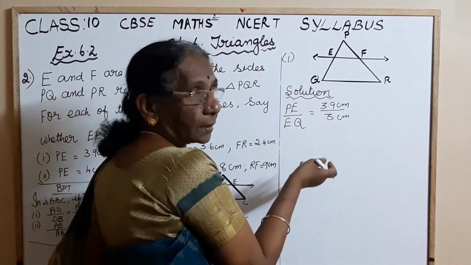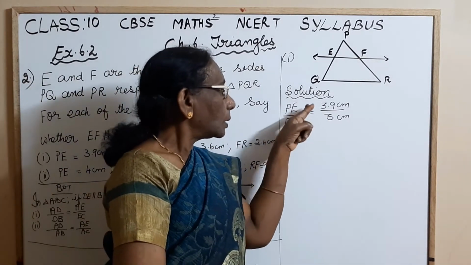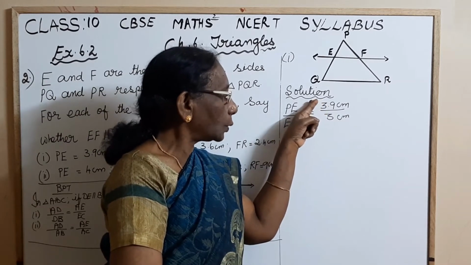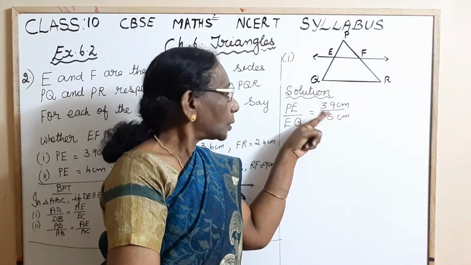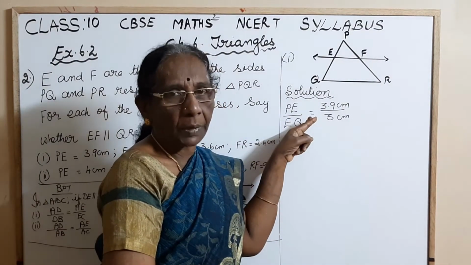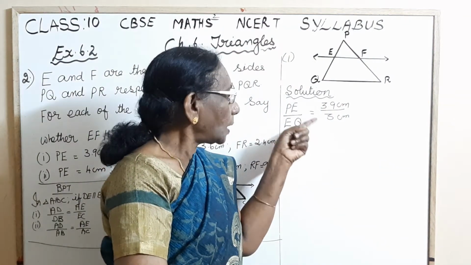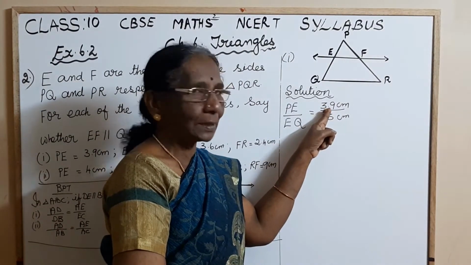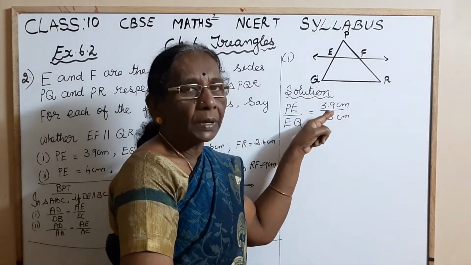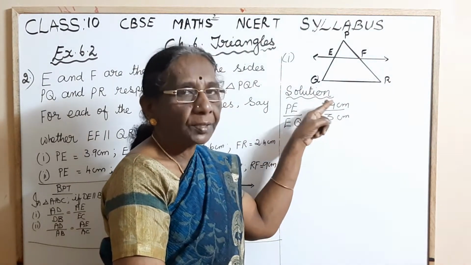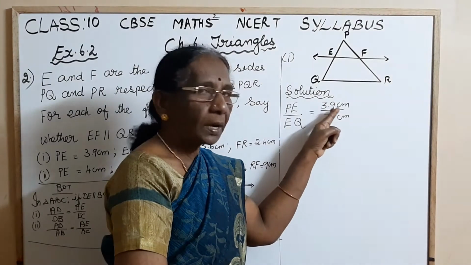Now to simplify the ratio, what should we do? Here we have one decimal in the numerator and no decimal in the denominator. So both should be whole numbers. Then only it will be easy for us to simplify. So what should we do? We have to eliminate this decimal. So to eliminate this decimal, what should we do? We have to multiply by 10. Why should we multiply by 10? Because we have one decimal place.